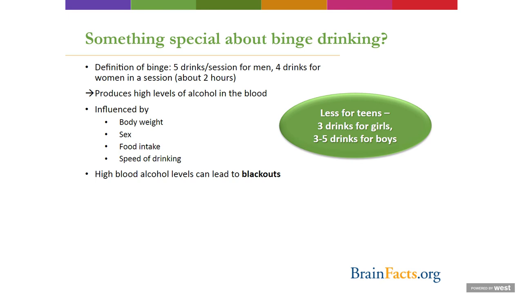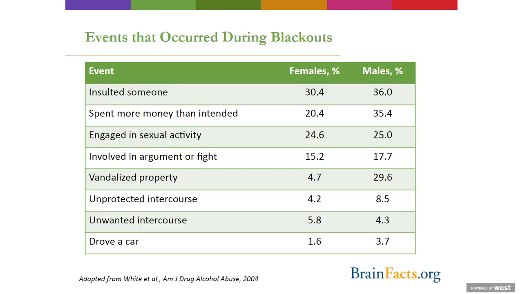But the risk of high blood alcohol levels is one of the risks, at least, is that it can lead to blackouts because it's these high levels that can cause really profound memory impairments. So what's a blackout? Well, of course, a blackout is when someone drinks so much that they have no memory of the drinking events. And this is a study where they looked at things that people did in a blackout.